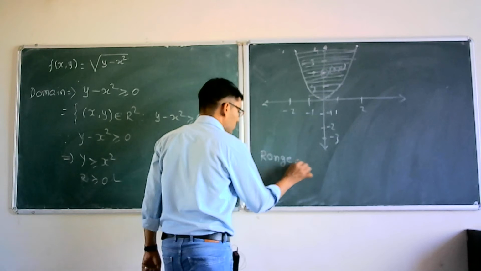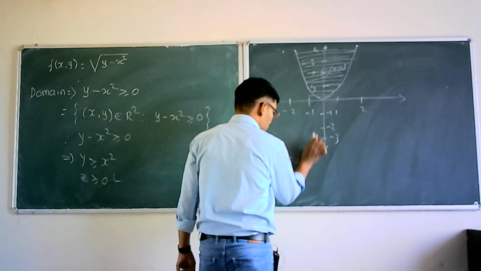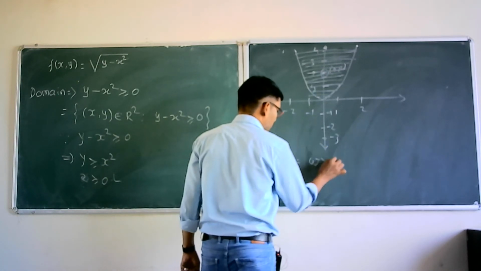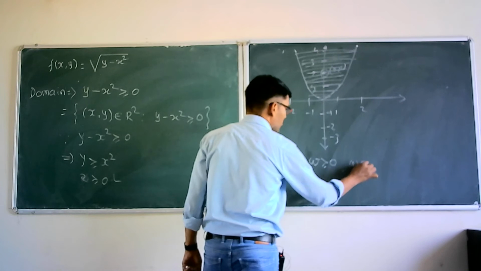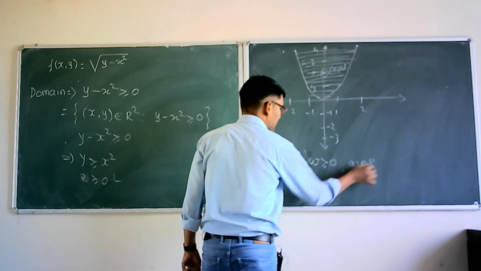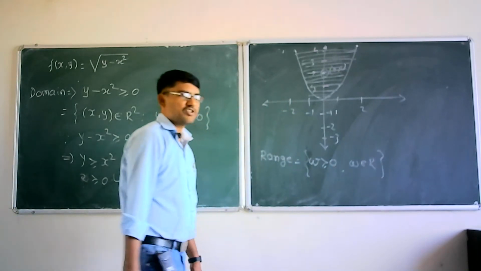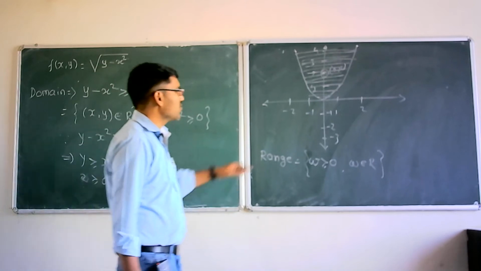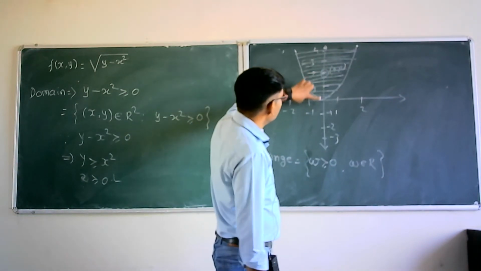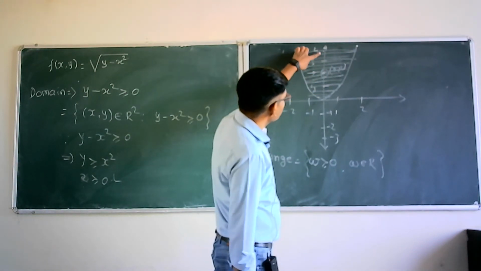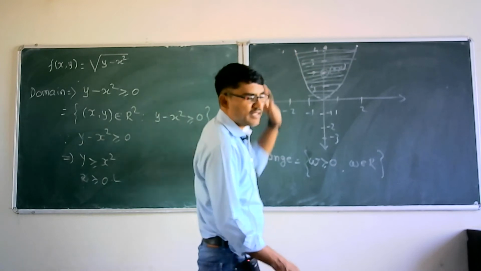Range is equal to all w which is greater than or equal to 0, where w belongs to R. This is a range, the collection of all w which is greater than or equal to 0. बघा तुम्ही, हा जर आपला रेंज आहे, तर रेंज काय आहे? सगळे पॉझिटिव्ह नंबर मिळतात आपल्याला.